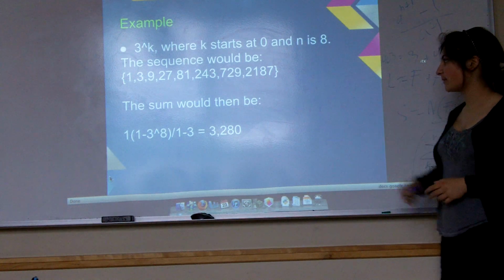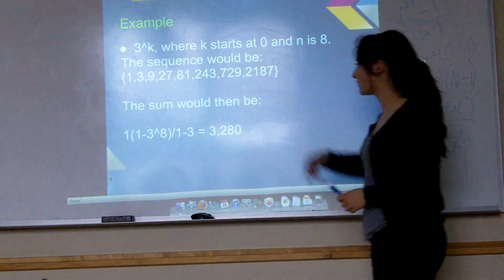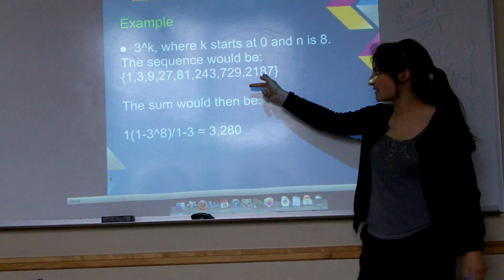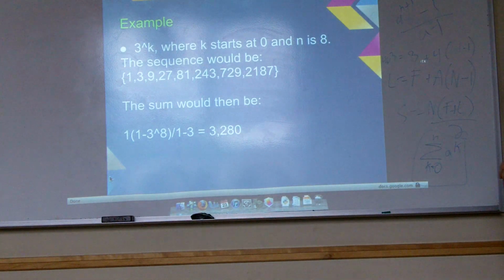So here's just an example. You can see the common ratio is 3, multiply each term by 3. And we can sum it because it has an end and a beginning.